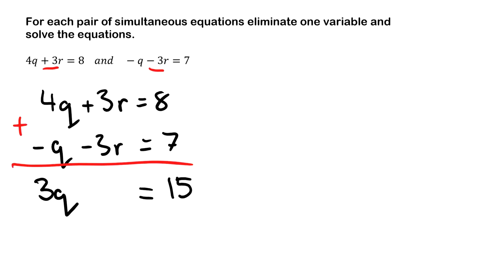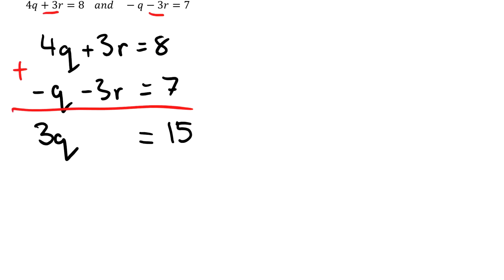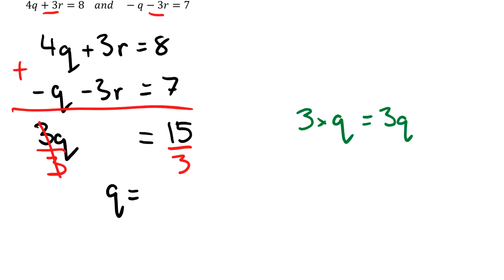Now we have an equation with just one variable, q, so we can solve for q. How do you get rid of the 3? If you think back to your inverse operations, remember this is 3 times q. What's the opposite of times? Divide. So we'll divide by 3, and what you do to one side, you do to the other side. So we get q equals 15 divided by 3, which is 5.